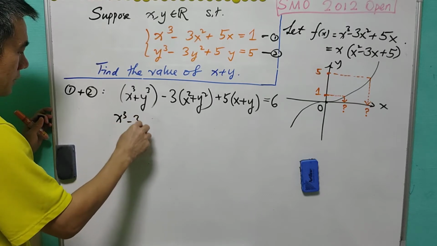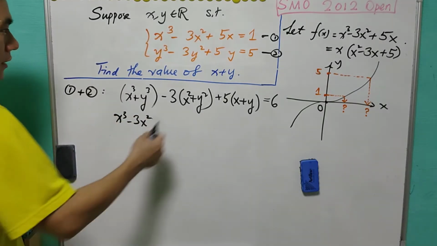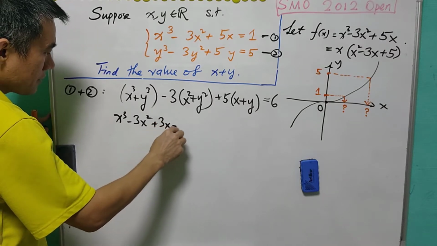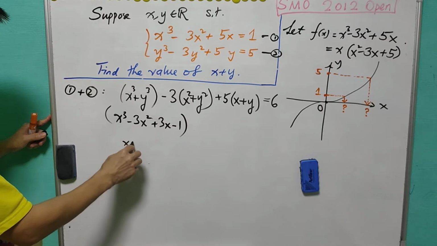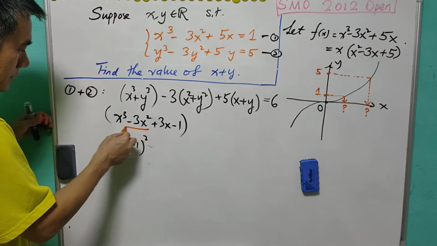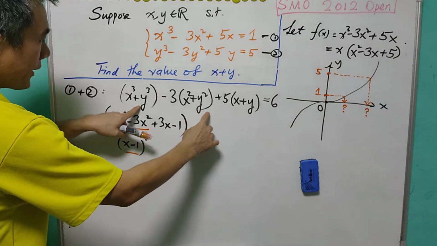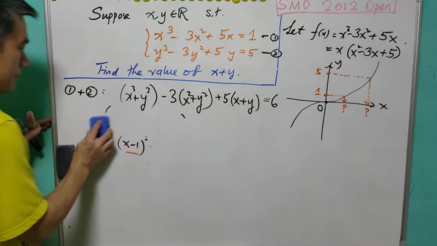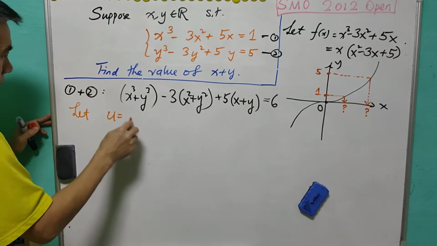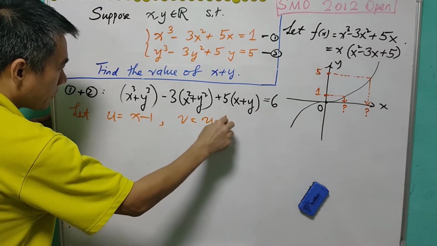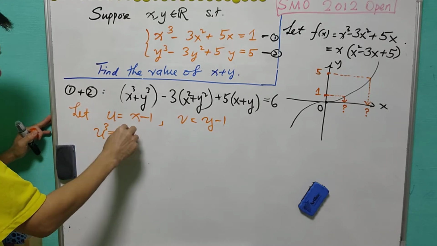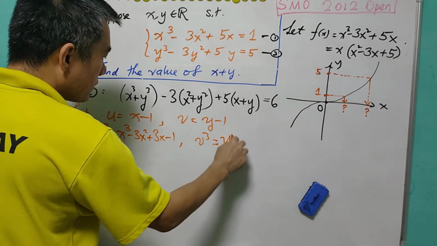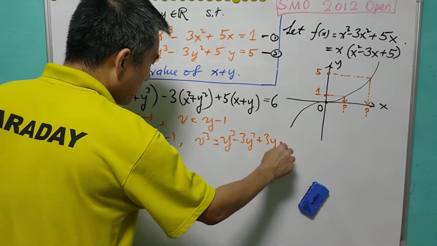Let's say x cubed minus 3x squared. We need to combine these two so that we can get the factor of x plus y. Note that x cubed minus 3x squared, if we add 3x minus 1, this will give me x minus 1 cubed. Similarly, for y cubed minus 3y squared, we can get something like y minus 1 cubed. So with this, we may let u be x minus 1 and v be y minus 1, and see what happens. u cubed will be x cubed minus 3x squared plus 3x minus 1. Likewise, v cubed will be y cubed minus 3y squared plus 3y minus 1.